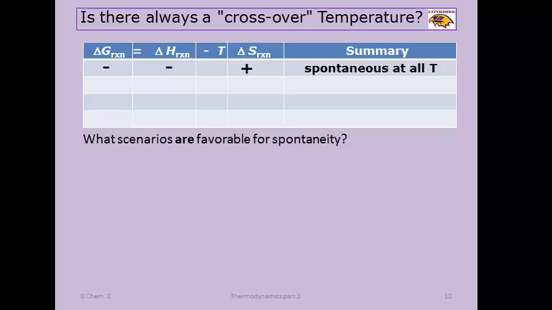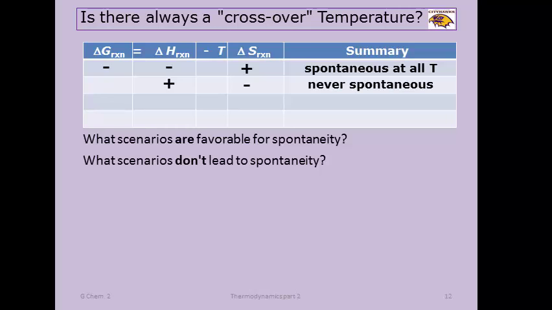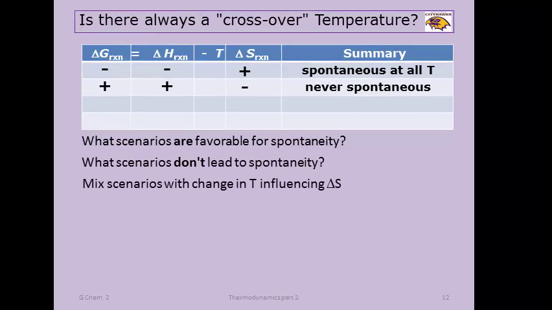So it's always spontaneous. Well, what scenarios don't lead to spontaneity? Well, that's when your heat of reaction is positive. It's an endothermic reaction. And the other scenario is when the entropy of the reaction is actually decreasing, which would make it negative. And when you see a positive sign on your heat of reaction and a negative on your entropy, in that condition, you're never spontaneous, because the delta G would always be positive.